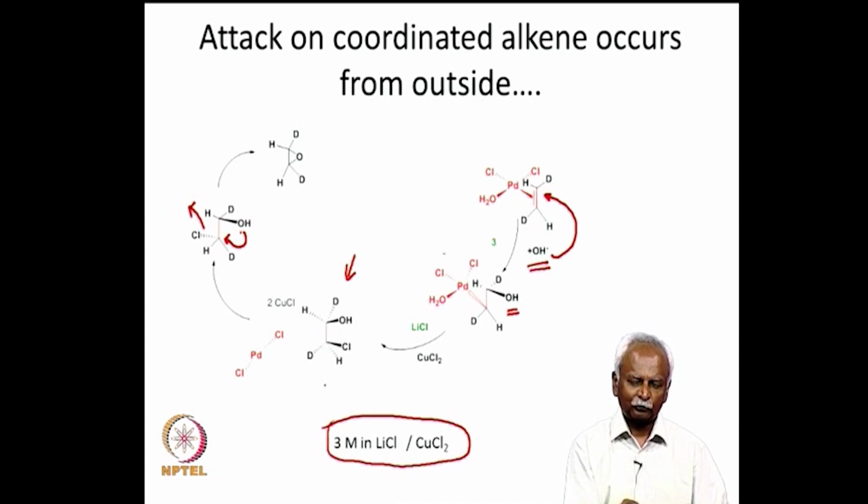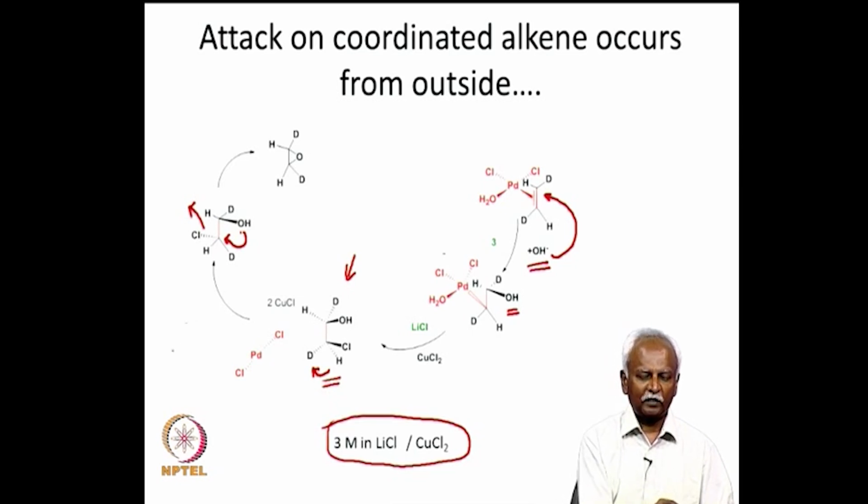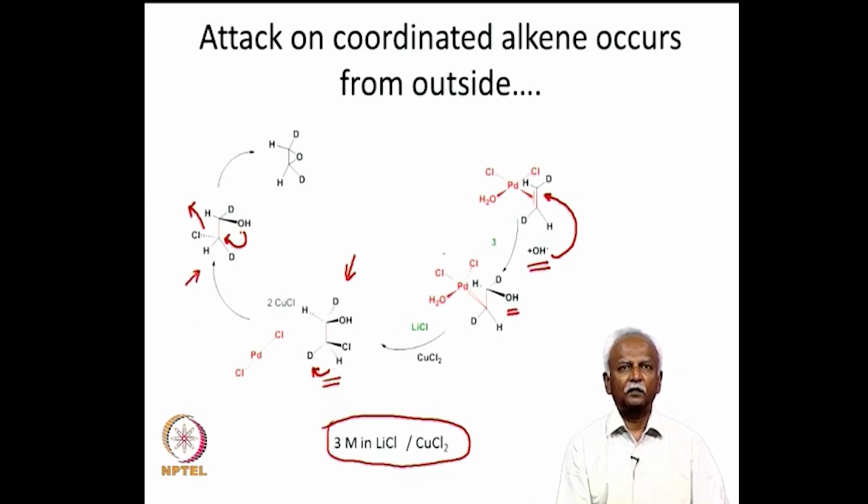So, that leads to a molecule in which, if the OH and Cl are present on the same side, the two deuterium atoms are trans in this molecule. In order to do an internal attack of the O minus on the second carbon, you would have to rotate around this carbon, and the hydrogen and deuterium would change places, and that is what we have shown here. The hydrogen and deuterium have changed places, and as a result the epoxide has got cis deuterium atoms.